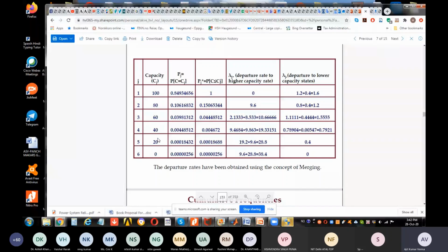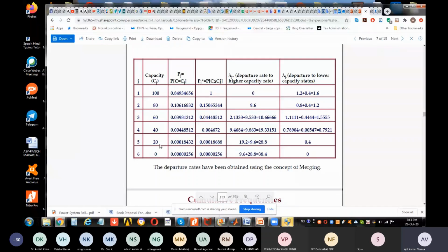Then from 20, you can go either to 40 or you can go to 60. That means a higher state. If the 20 unit has got repaired, you'll go to 40. If the 40 unit has got repaired, you'll go to 60. So you have two of them, and you add them up. You can find out these transition rates from the calculations that we have already done. And lower from 20, you can only go to 0. So that's already a single unit. That means if it fails, you'll go to lower. You will go to 0.